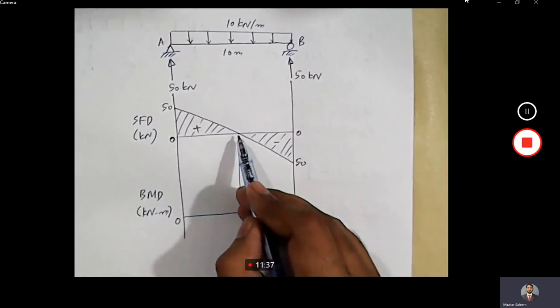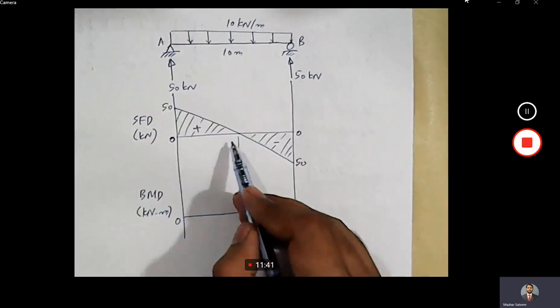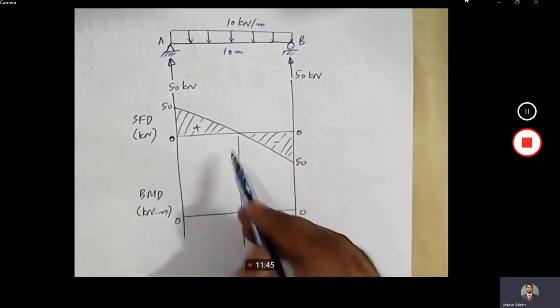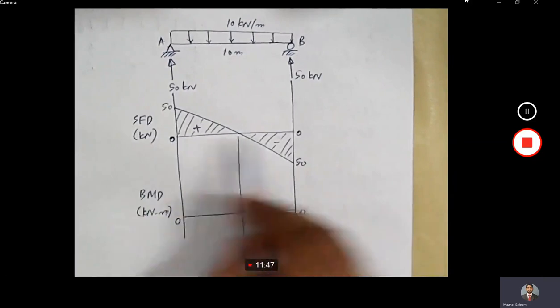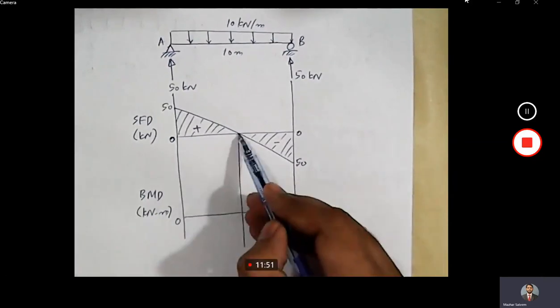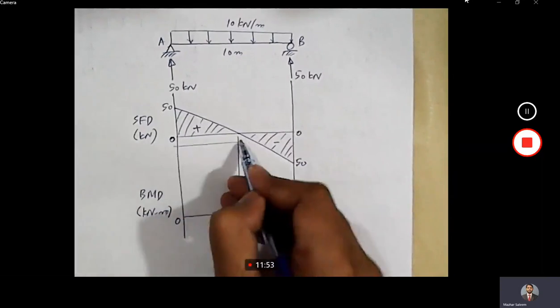In some of the cases, when the situation is complicated, we will have to calculate it using some expression. But this time, this is pretty straightforward. 50 on this side, 50 on this side. So if this span total is 10, this will be at 5 meters. So this distance is 5 meters.